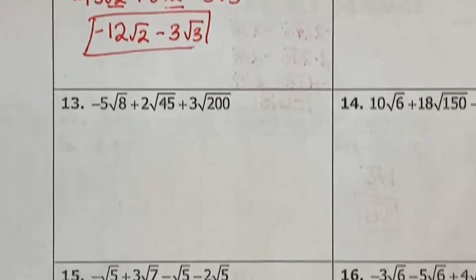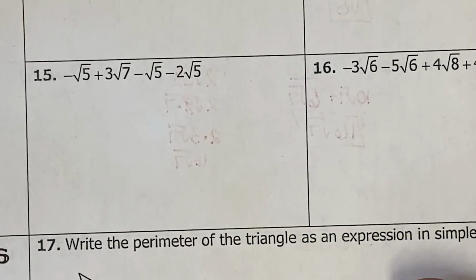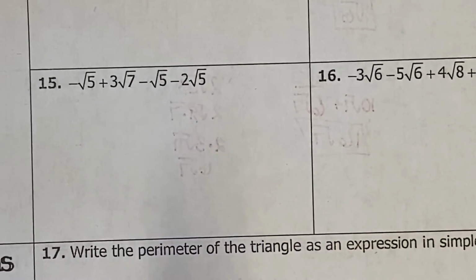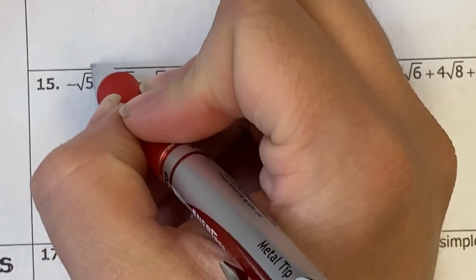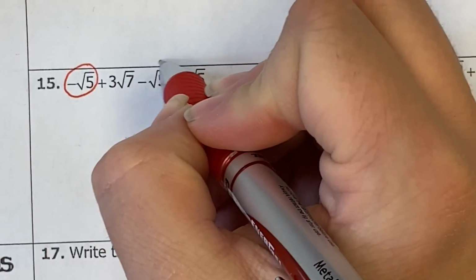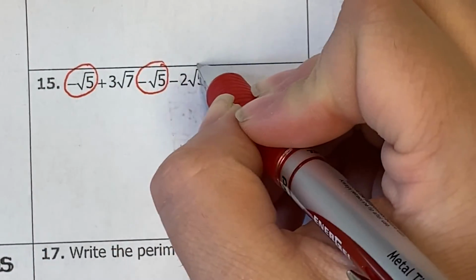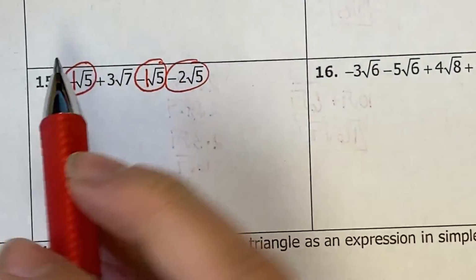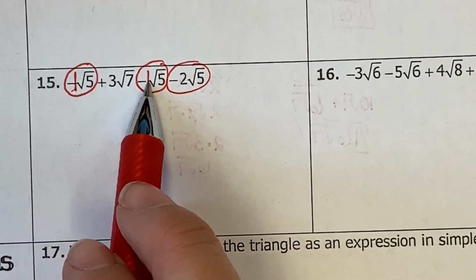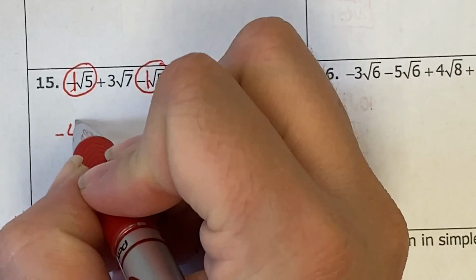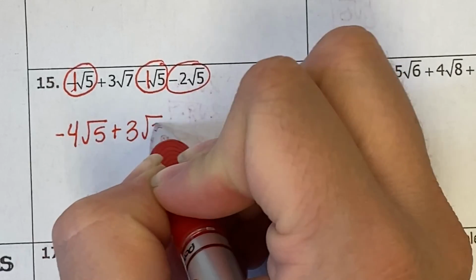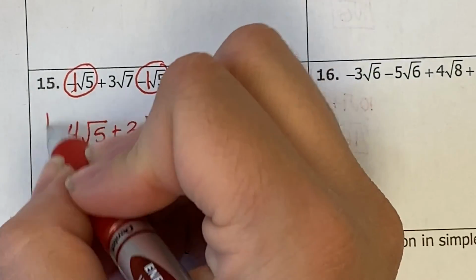Let's go ahead and look at one last example, and that's number 15. So on number 15, I see that I can't simplify anything under my radicals, so I'm going to go ahead and combine some like terms. My like terms would be all of these ones that have a square root 5. So really, if there's nothing in front, that's like a 1 right here. So negative 1 minus 2 would give us negative 4 square root 5 plus 3 square root 7. And you're done.